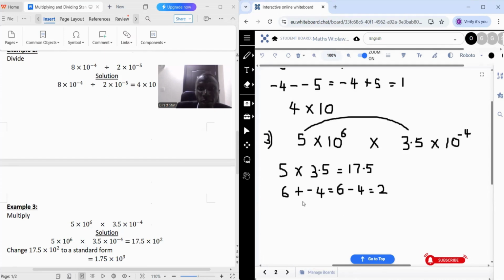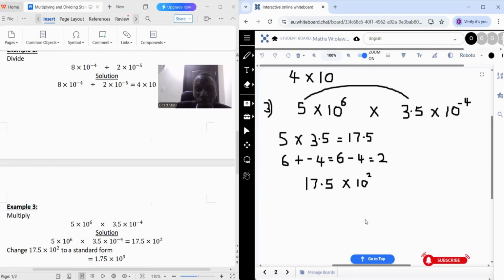So we can have this, that's 17.5 times 10 raised to the power of 2. But if you look at this, this is not in standard form. Why? Because the first number is greater than 10. Don't forget that I said at the beginning of this class that the first number, which is a, must be greater than 1 but less than 10.